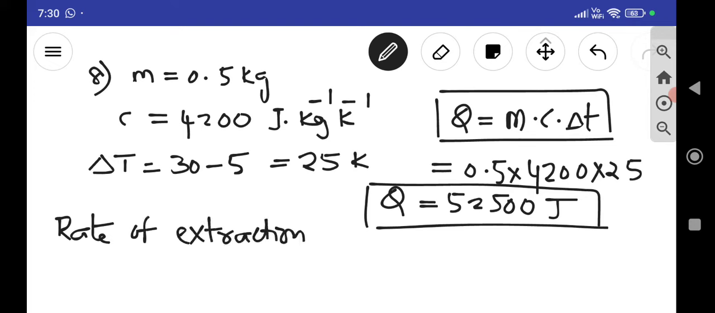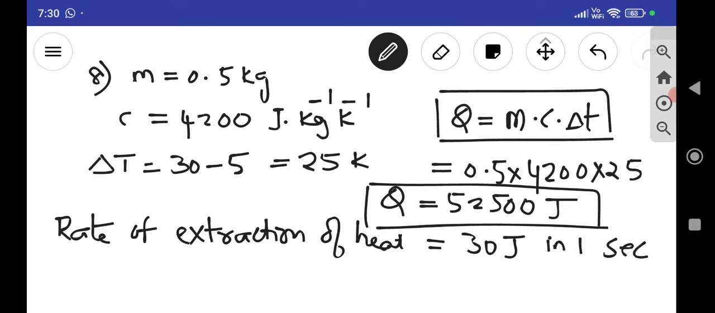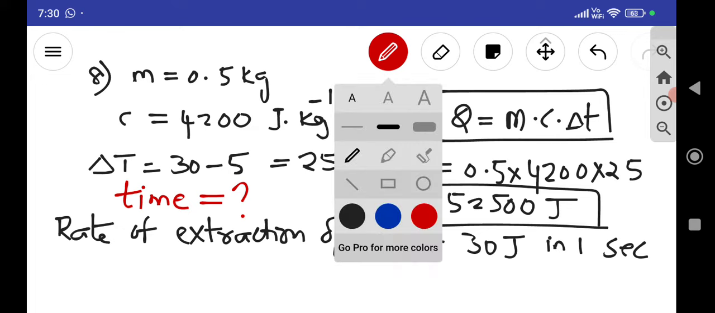Now the question they have mentioned is the rate of extraction of heat. The rate of extraction of heat is given as 30 joules in 1 second. Now they want here what is the time for the extraction. So this is the question. So you got the value here. What is the value?